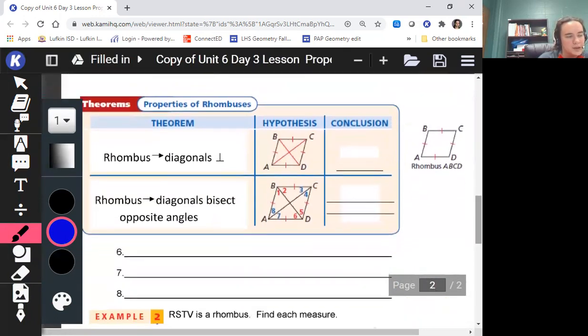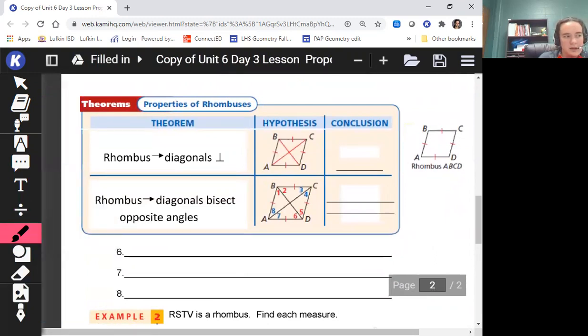It does have a few extra properties of its own. The first one is the definition, and that it has 4 congruent sides. So on this picture over here, segment AB is congruent to segment BC. It's also congruent to segment CD, which is also congruent to segment AD, because all of the sides are congruent.